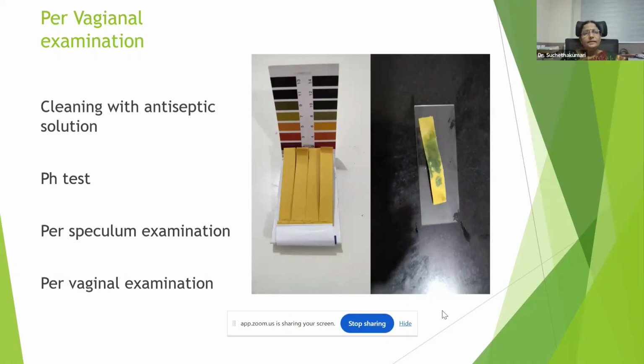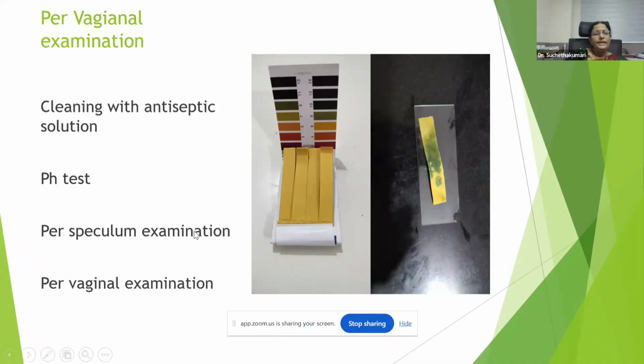Once the cervical erosion is treated by the Ksarakarma, then the dhavana can be given. So we may need two procedures there: one is the Ksarakarma and another one is the Yoni Dhavana. So before doing any Sthanika Chikitsa, the per vaginal examination is very much important.